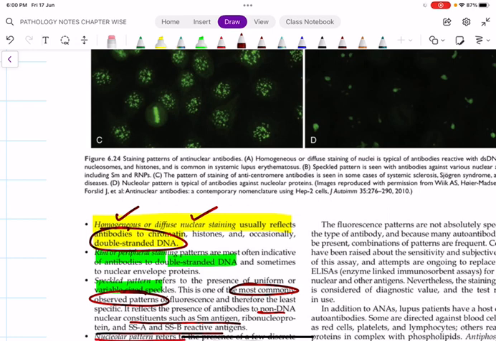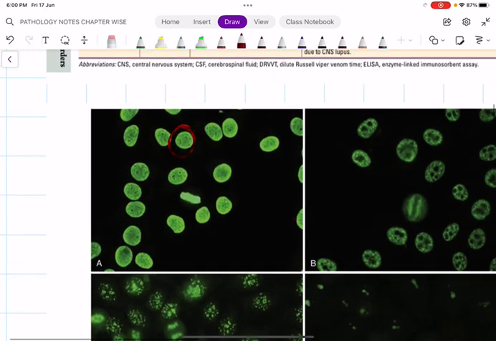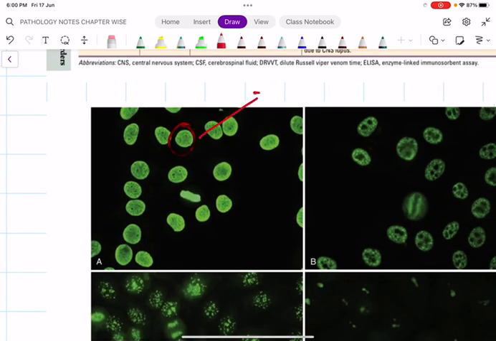Yes, double-stranded DNA, then chromatin and histones. So occasionally only double-stranded DNA. Whenever you get a homogeneous or a diffuse staining, your answer should be that the antibodies are directed against chromatin and histones.